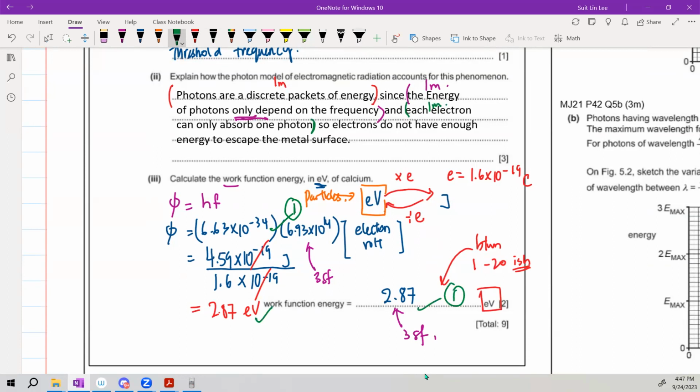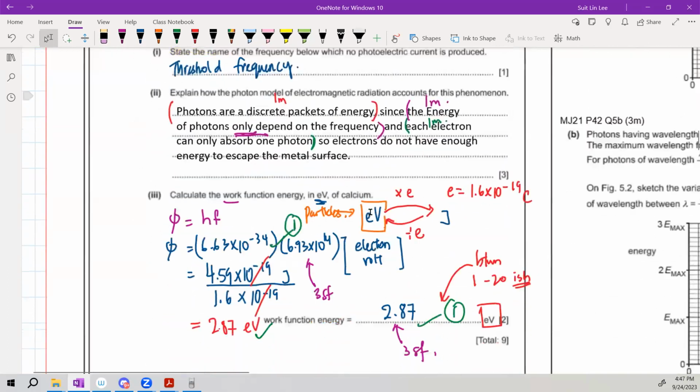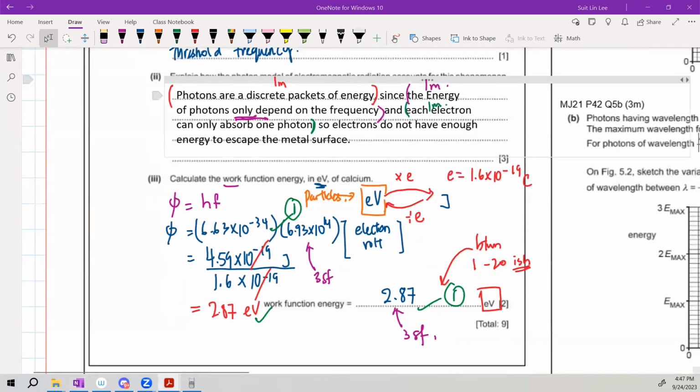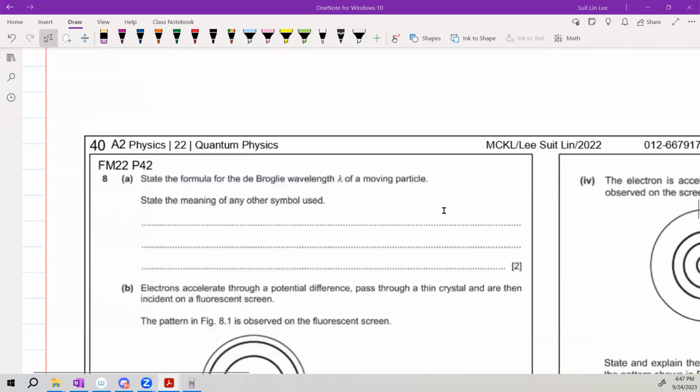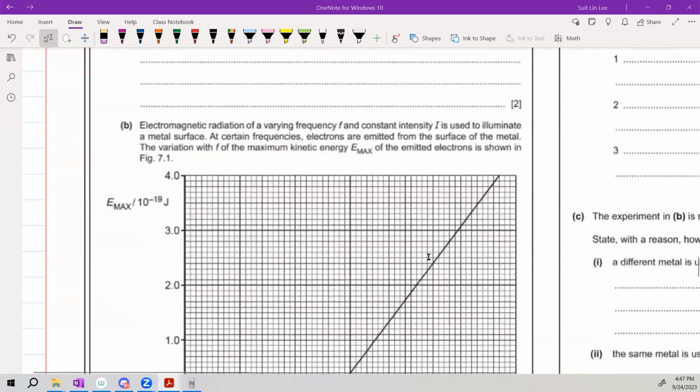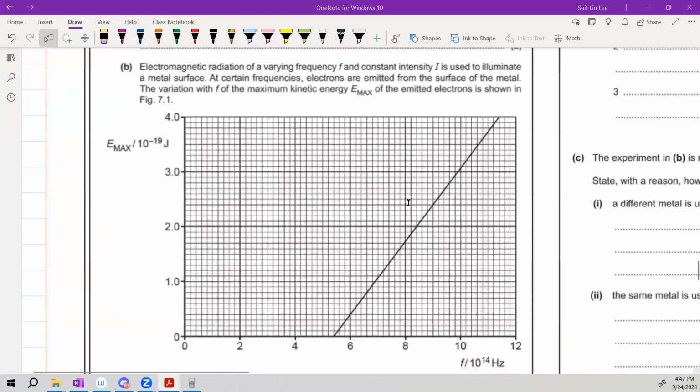Okay, for a total of 9 marks. Very nice. I like questions like this. Easy, straightforward, asking basic definition. But we're going to move on to level up a bit. So let's look at page 41. Okay. So 41, I'm presented with a graph.